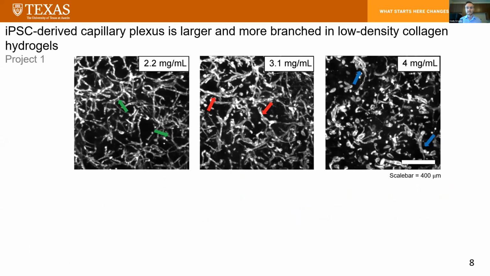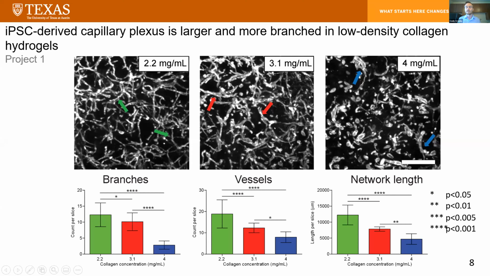So as a proof of concept and really a way to look at the beginnings of mechanotransductive effects on these vascular networks, we wanted to look at the impact of overall collagen density, overall matrix density. And what we found is that as we increased collagen density from 2.2 to 3.1 to 4 mg per mL, the capillary lattice actually became smaller and less branched in these higher density hydrogels. And this fortunately was borne out by our quantitative analysis, in which we note the number of branches, vessels, and network length all decreased with increasing collagen concentration.